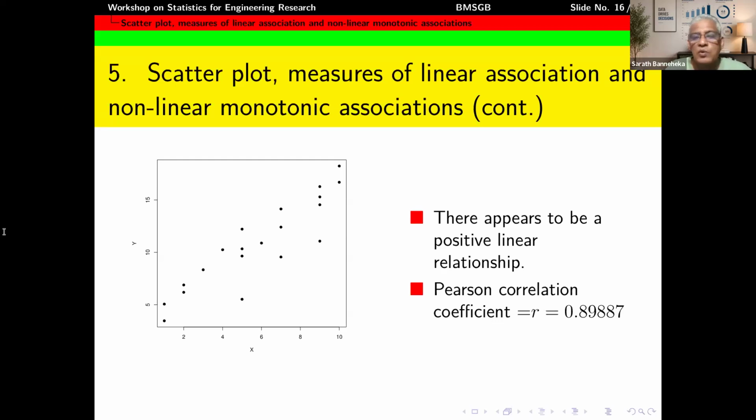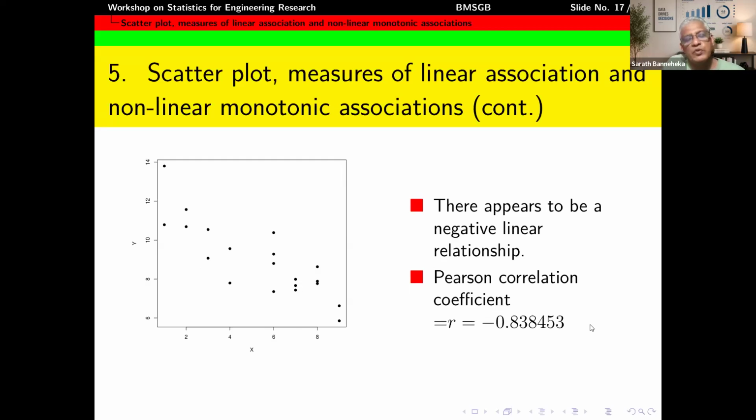So I calculated the Pearson correlation coefficient. I got this number 0.89 something. It's enough to calculate up to two decimal places, but I have recorded here the whole answer I got using the computer. So it's close to 0.9. In usual words, we would say there seems to be a strong positive linear relationship between X and Y points in the sample that we have got.